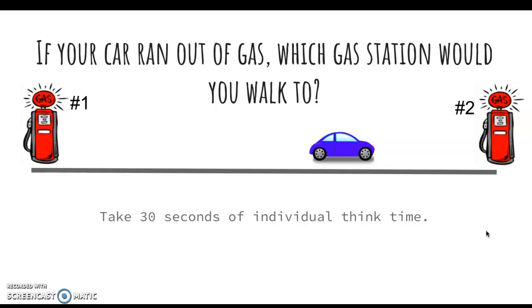I want you to take about 30 seconds of individual think time, and I want you to think about if your car ran out of gas, which gas station would you want to walk to? Would you want to walk to gas station number 1 or gas station number 2? Just think about that for a minute.